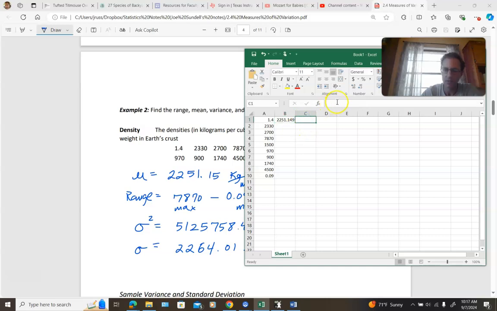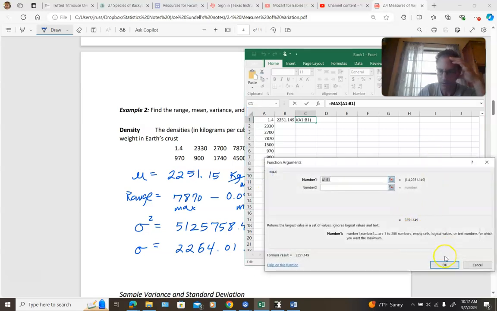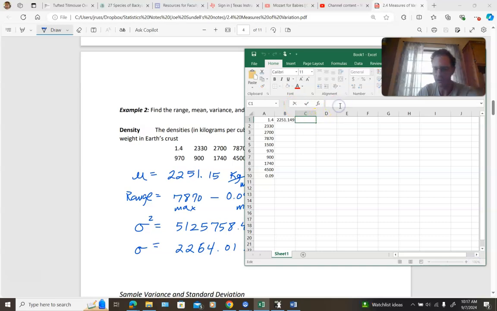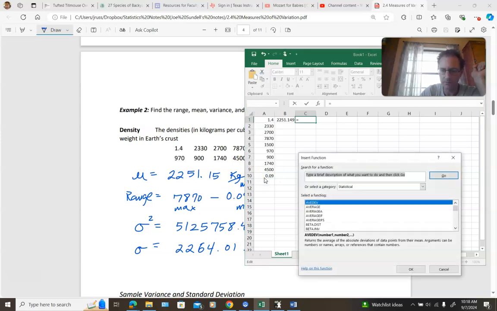I could do part C, or not part C, but I could let this cell, C1, equal the range. So come over here. Let me try this again. Now some of these functions that you use regularly are just going to appear, okay? But I need to find the range.